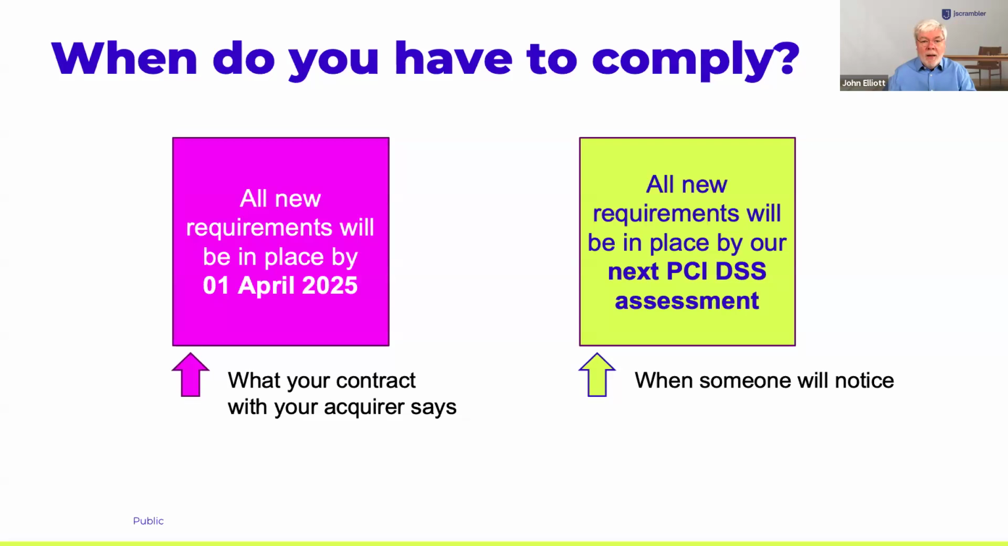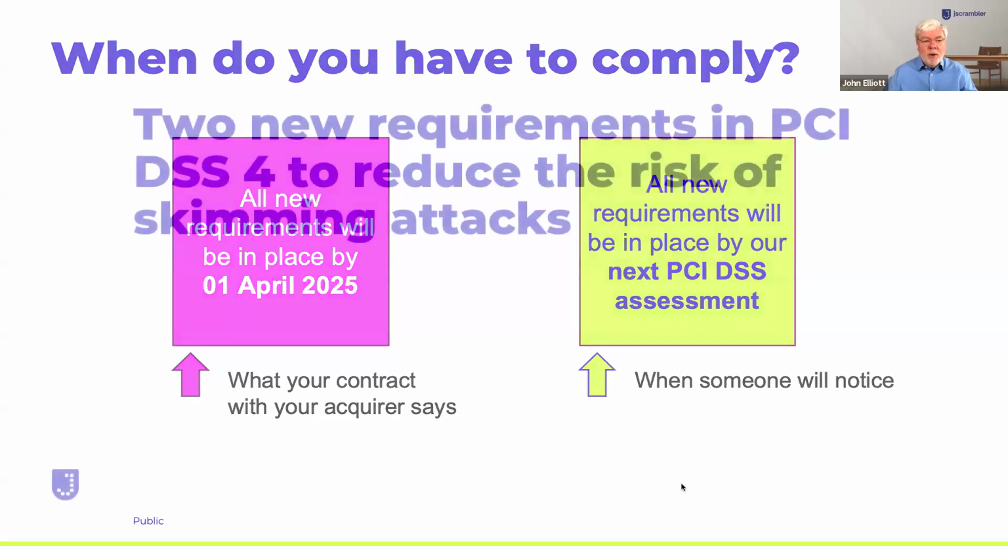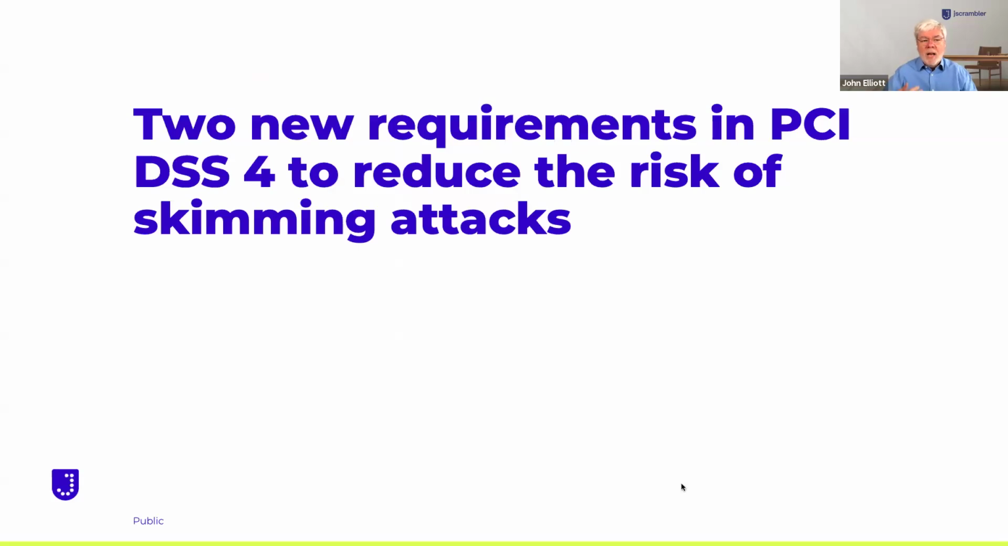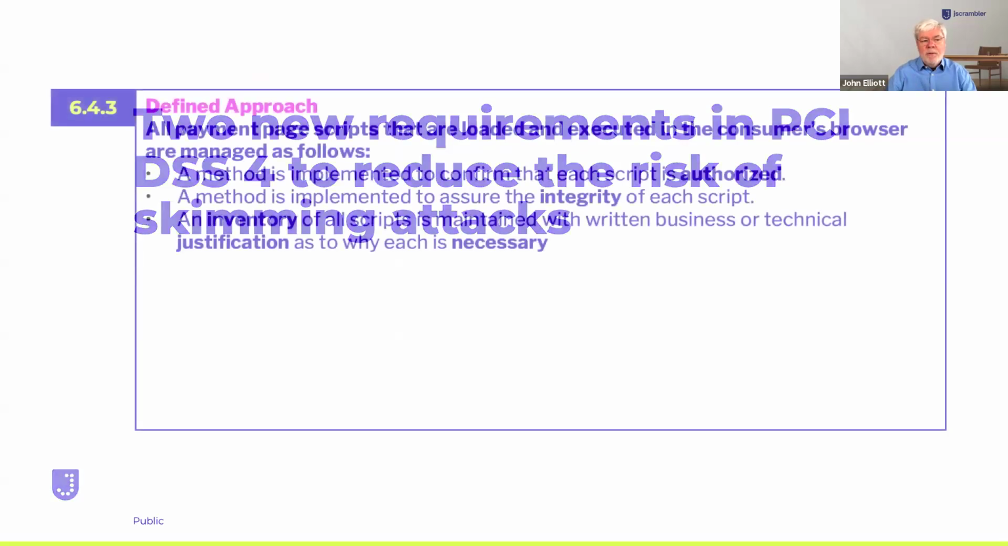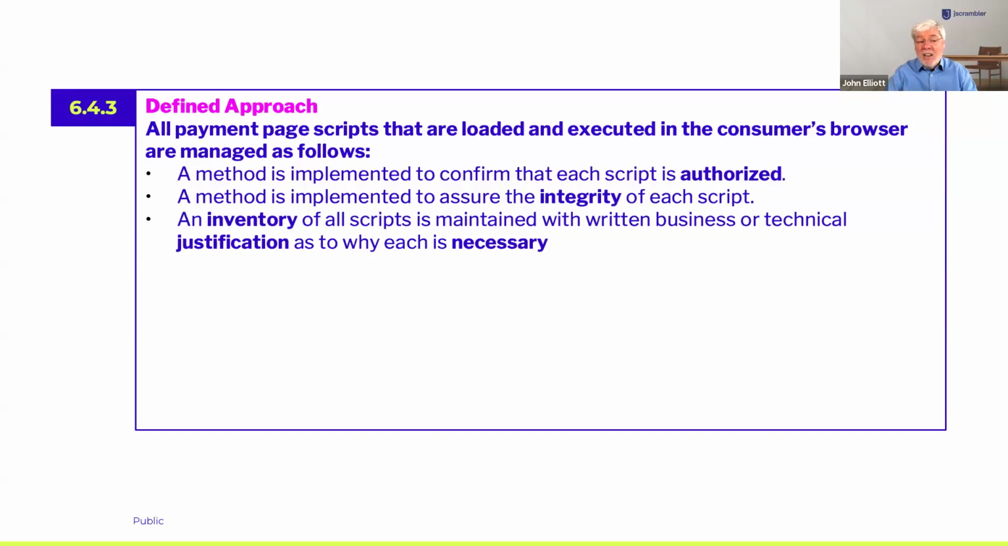Great. So let's quickly go through the two requirements. The first requirement, 6.4.3, is about managing payment page scripts. You have to have an inventory of them. You have to write a justification of why they're necessary. You have to confirm that each script is authorized. You don't have to pre-authorize the scripts. You have to confirm that each script is authorized, and you have to have a method to ensure the integrity of each script. So this is to make sure that scripts are effectively managed.